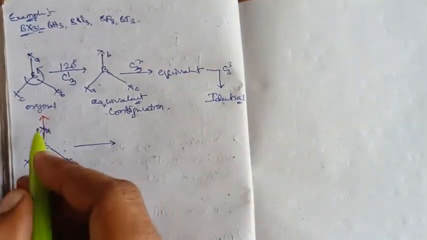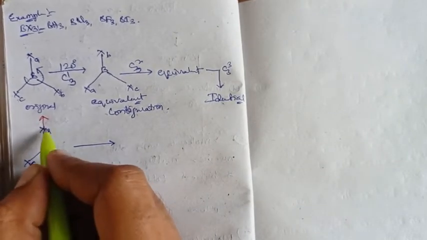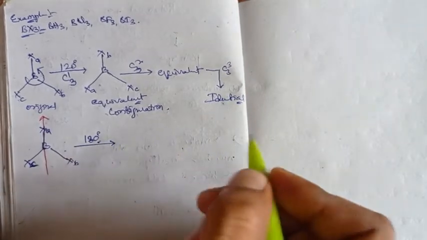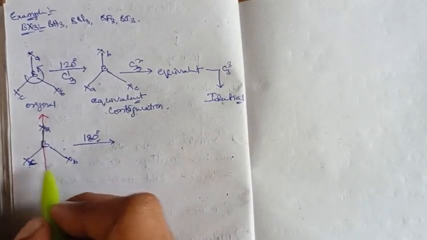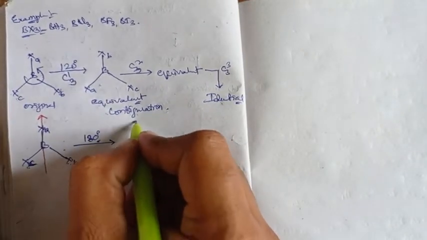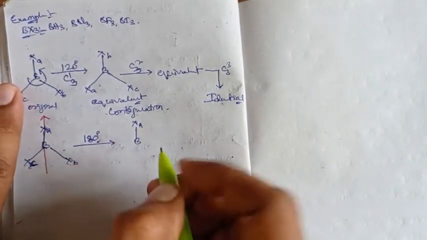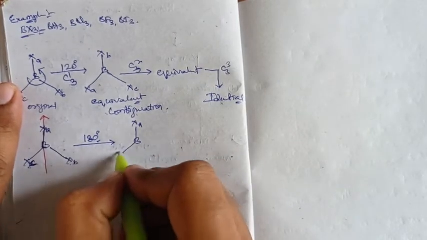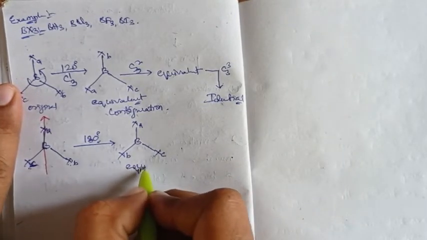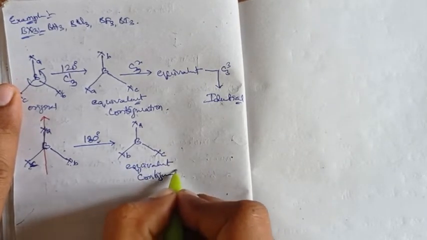So taking an axis passing through one of the boron-halogen bonds, the B-X bond, and doing a 180 degree rotation, what happens? The similar Xb and Xc get replaced with each other, while boron and Xa stay in the same position and never change. Only Xb and Xc exchange positions, and since they are the same atoms, it is an equivalent configuration, isn't it?